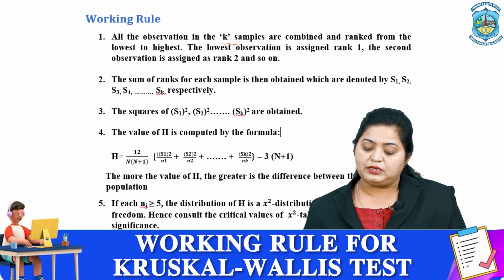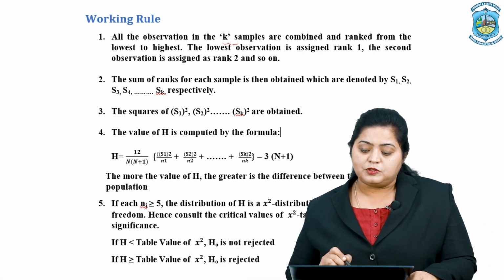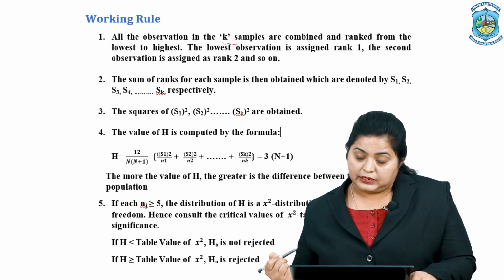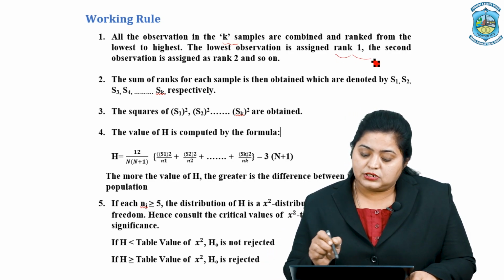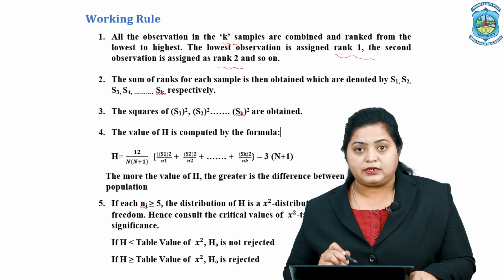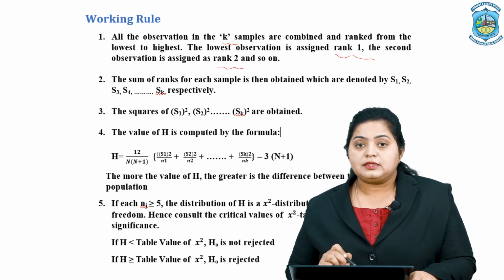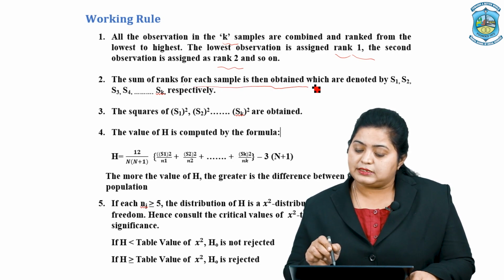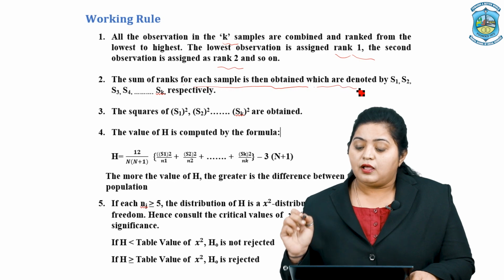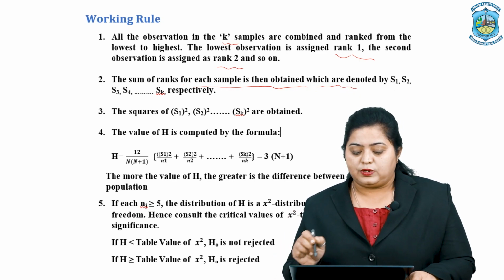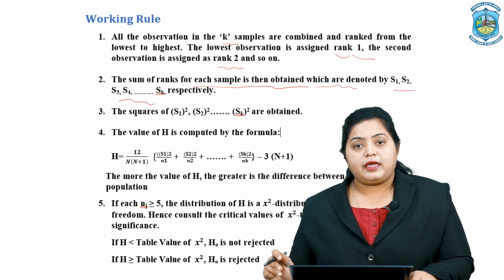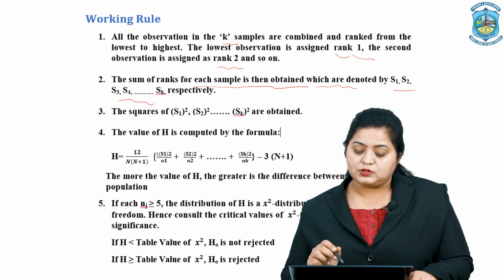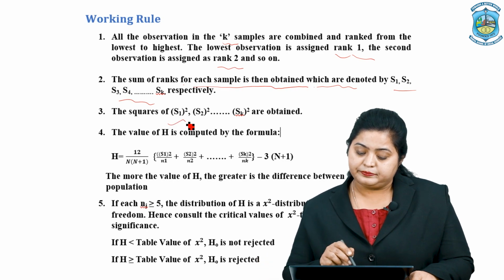Now the working rule for the Kruskal Wallis test is all the observations in K samples are combined and ranked from lowest to highest. The lowest observation is assigned as rank 1, the second observation is assigned as rank 2, and so on. The second working rule is the sum of ranks of all the samples is then obtained, which are denoted by S1, S2, Sk respectively. Now the third step is to square all the S.